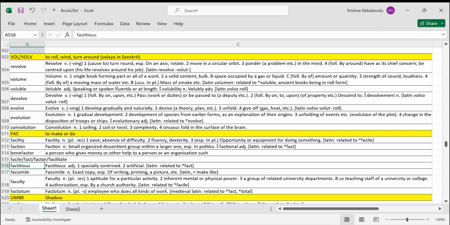Similarly, facsimile is an exact copy of something. A facsimile of the document is available here. A facsimile edition, a manuscript reproduced in facsimile. Okay, that is facsimile, an exact copy of something.